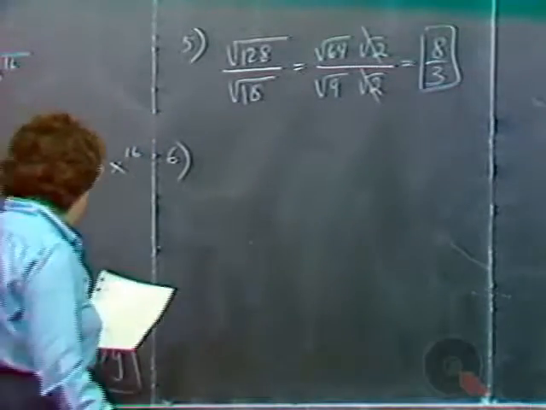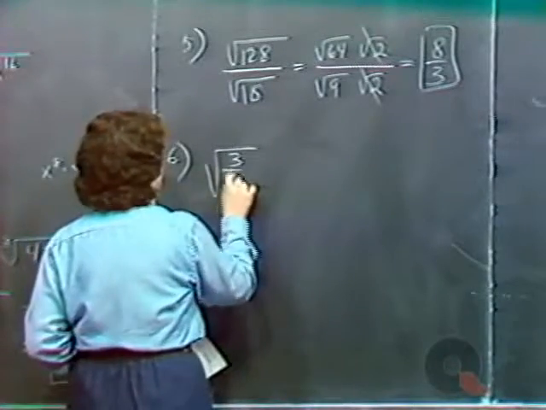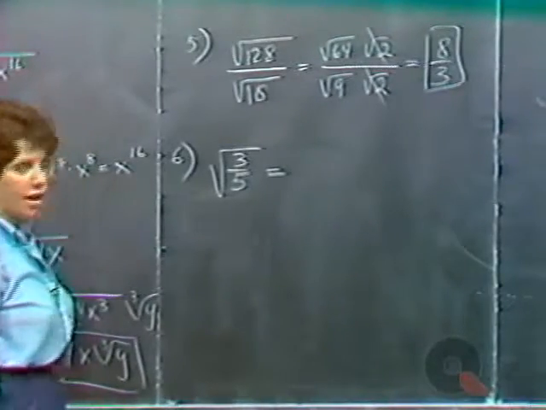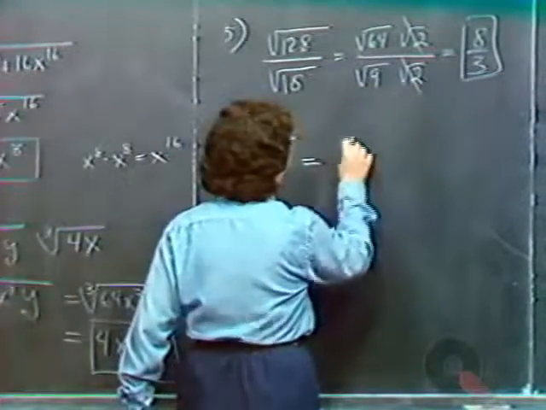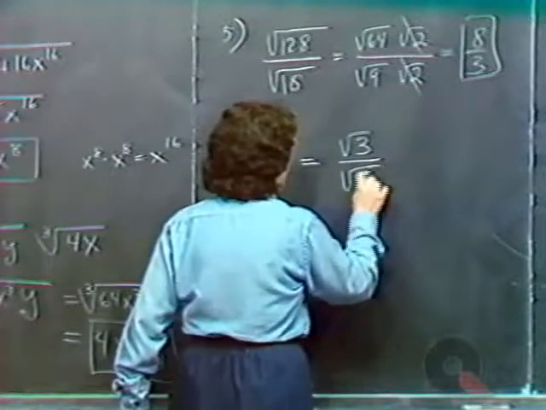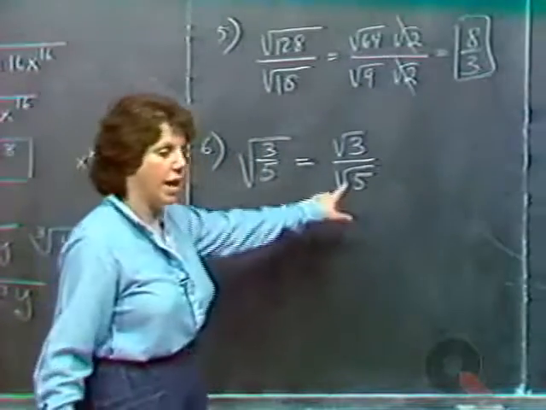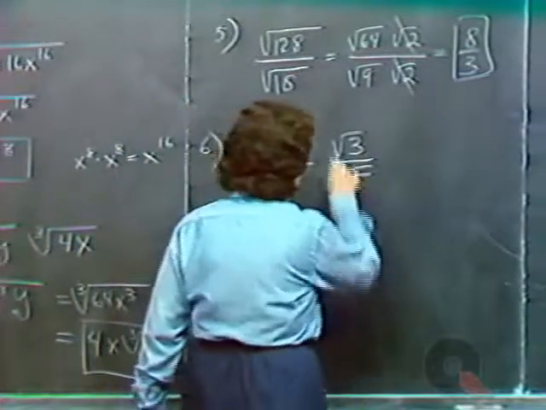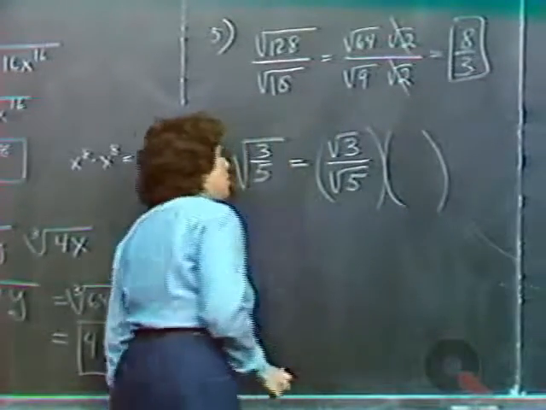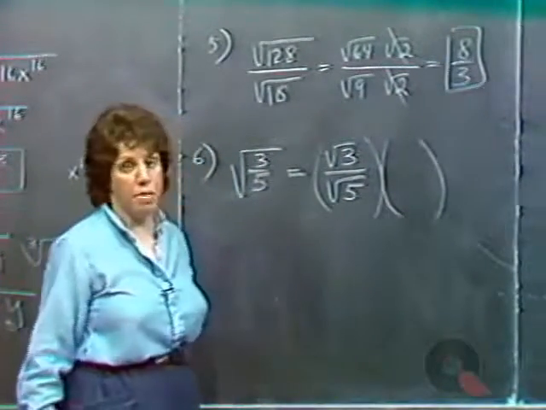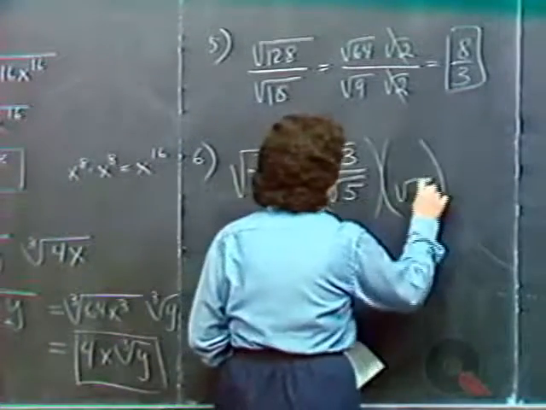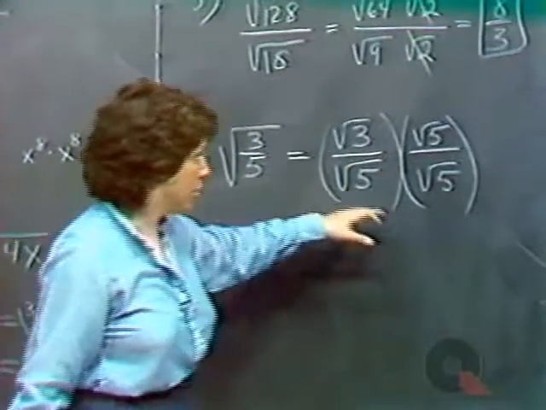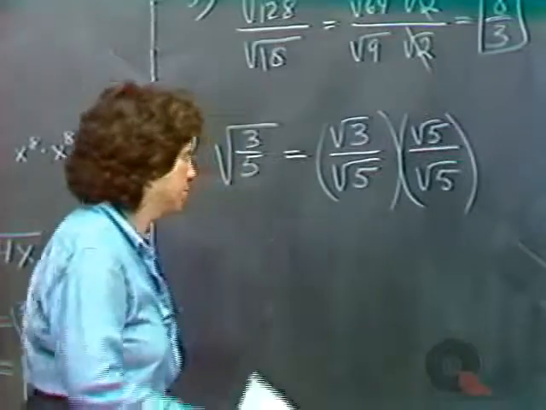Problem number 6. The square root of 3/5. We have a fraction under the radical sign. The first thing we do is to take the square root of the numerator, divide by the square root of the denominator. But now we have a radical in the denominator, so it's not in simplest radical form. What we do is we multiply numerator and denominator by something so as to eliminate the radical in the denominator. And in this case, what we need to do is to multiply numerator and denominator by the square root of 5. We get an equivalent fraction because we are multiplying numerator and denominator by the same quantity.